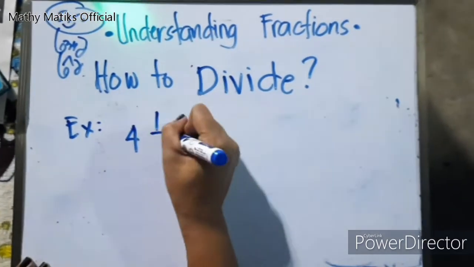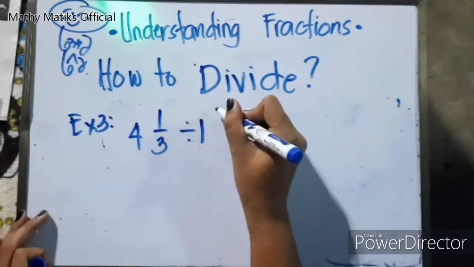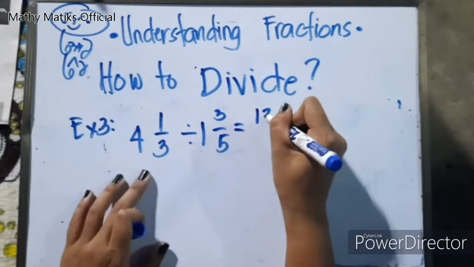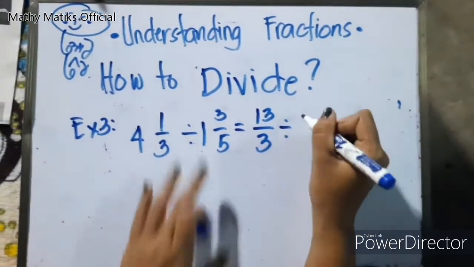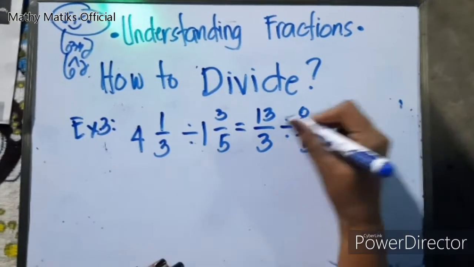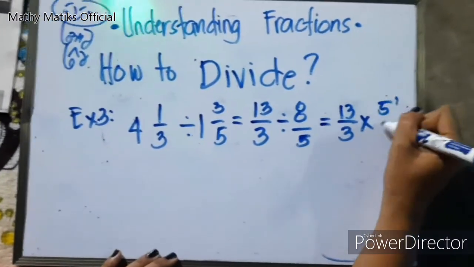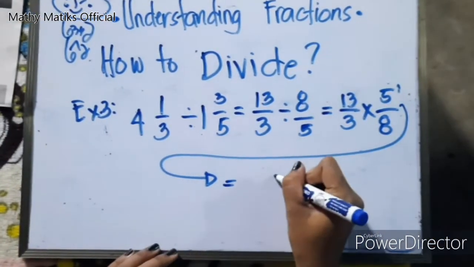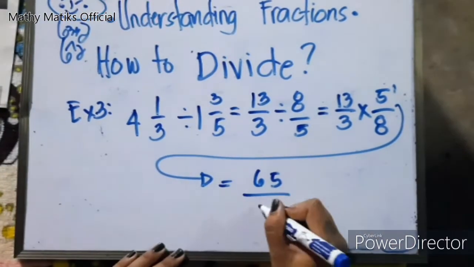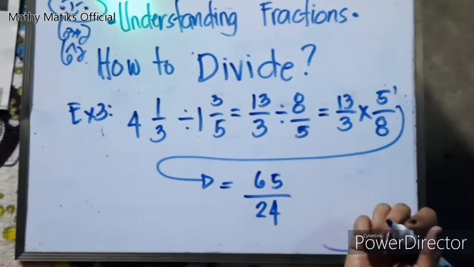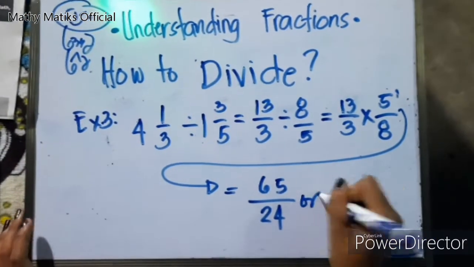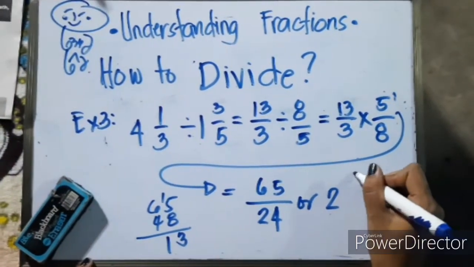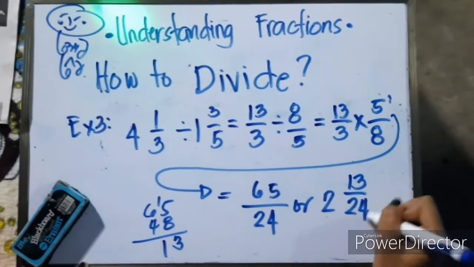We have the next example on how to divide mixed numbers. We have here 4 and 1/3 divided by 1 and 3/5. Okay, change into improper fractions. 4 times 3 is 12 plus 1 is 13 over 3, divided by 1 times 5 is 5 plus 3 is 8 over 5. Okay, you can cross multiply. You can have it times the reciprocal of your divisor, 5 over 8. That is 13 times 5 is 65 and 3 times 8 is 24. You can simplify this one. That is 2, and 65 minus 48 is 17. That is 2 and 17 over 24. Okay, simple as that.